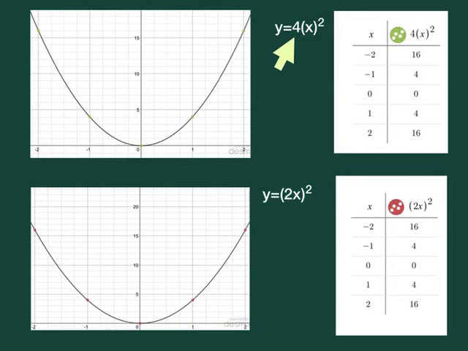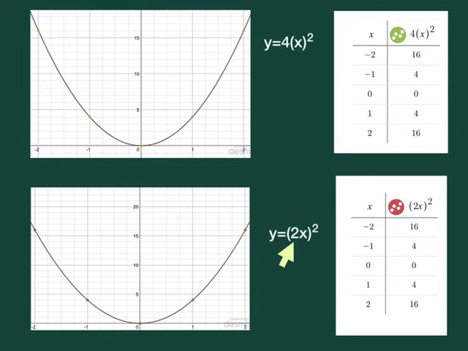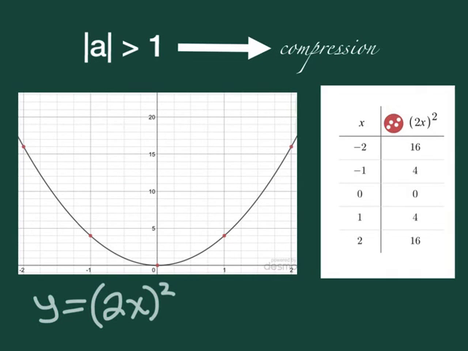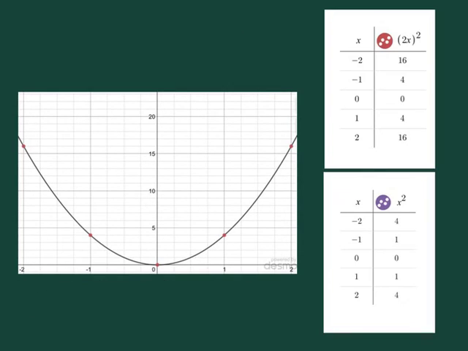While the vertical transformation acts on the y in the equation, or the entire equation, the horizontal transformation acts on the x. So to horizontally compress the function, you have to multiply the x value by a factor that's greater than 1, and the y values will all be multiplied by the square of that factor, in this case 4, and the graph is compressed this way.